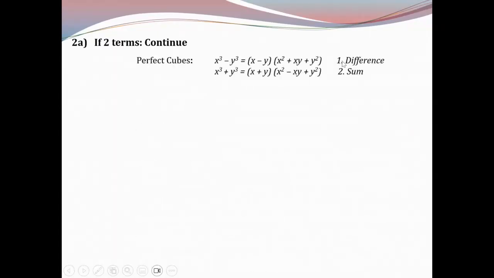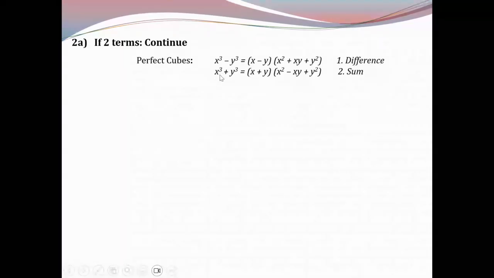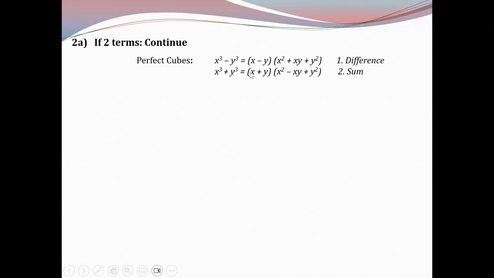Okay, so these are the formulas for the difference of two perfect cubes. We have x cubed minus y cubed is equal to x minus y, parentheses, x squared plus xy plus y squared. For the sum of perfect cubes, x cubed plus y cubed is equal to x plus y, and then x squared minus xy plus y squared.